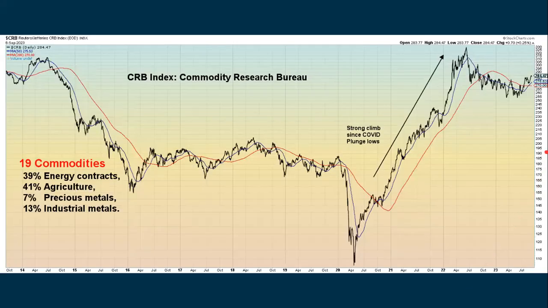Here's the CRB index, where for a lot of 2022 and into 2023, it had been in a downtrend, where now we're starting to come back up into an uptrend. And we're seeing a golden cross also on the weekly chart of the CRB index.